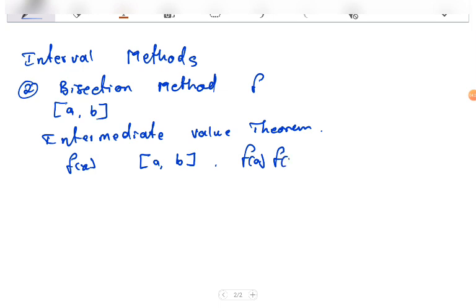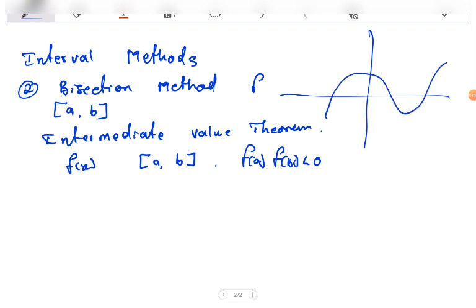Suppose that f of x is something like this. We are taking the interval from this point, which is a, to this point, which is b. This tells you that b corresponds to the positive side. Remember, this is f of x, and this here is x.